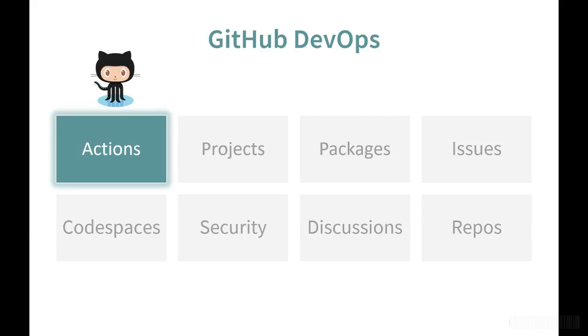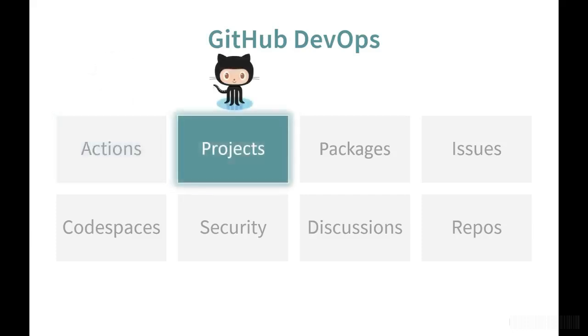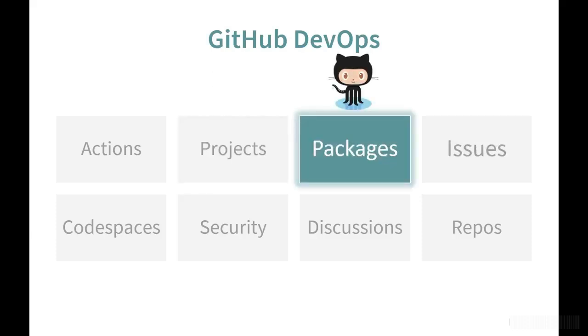This is comparable to Azure Pipelines. GitHub Projects offers project management features to organize and track your work with Kanban boards and task lists. In Azure DevOps, this would be the Azure Boards feature. GitHub Packages allows for easy hosting and managing of project dependencies. In Azure, this would be Azure Artifacts.